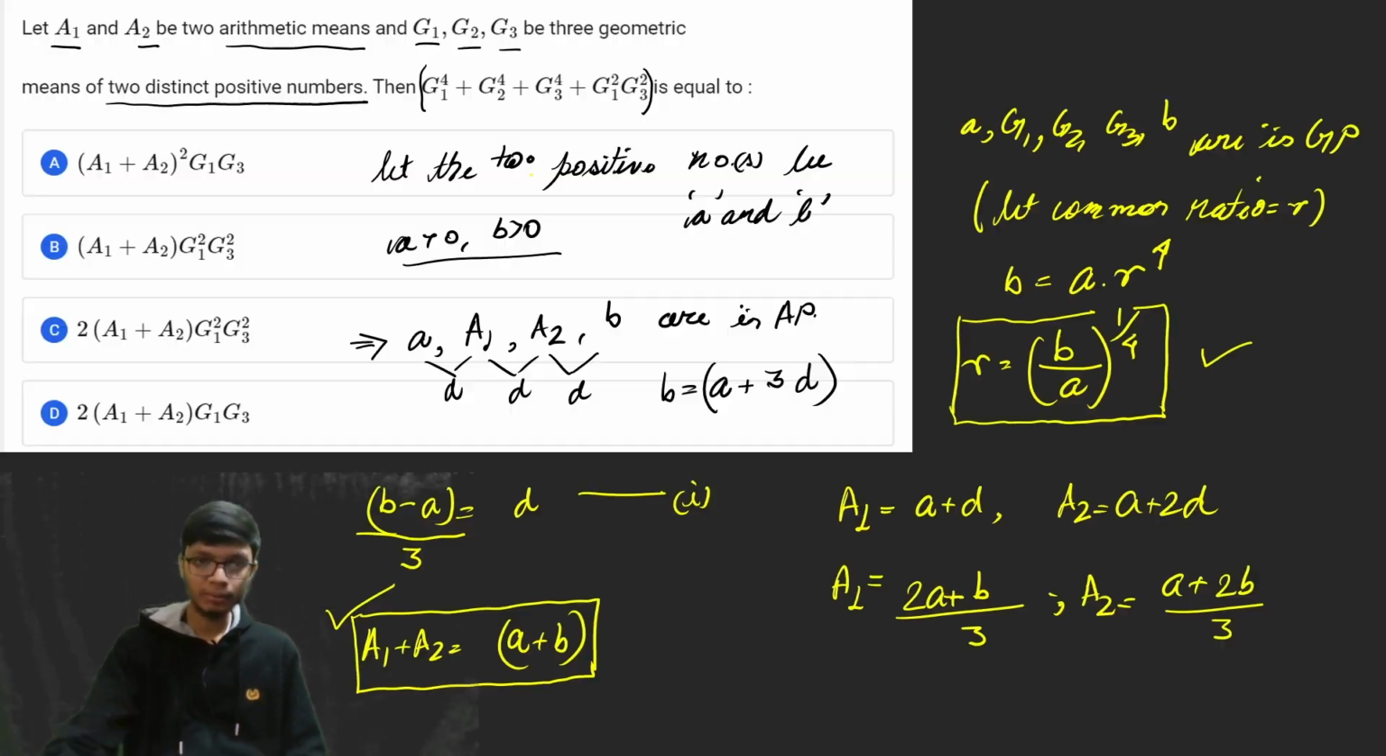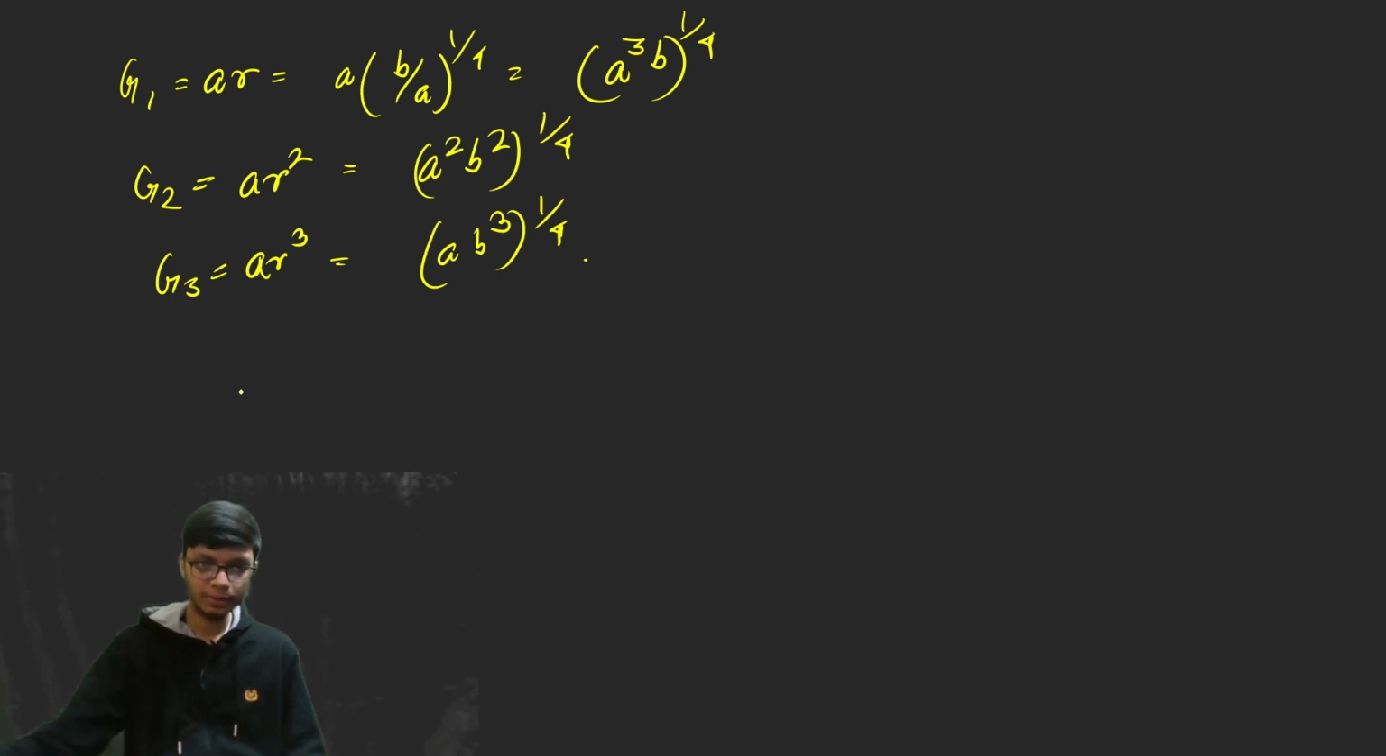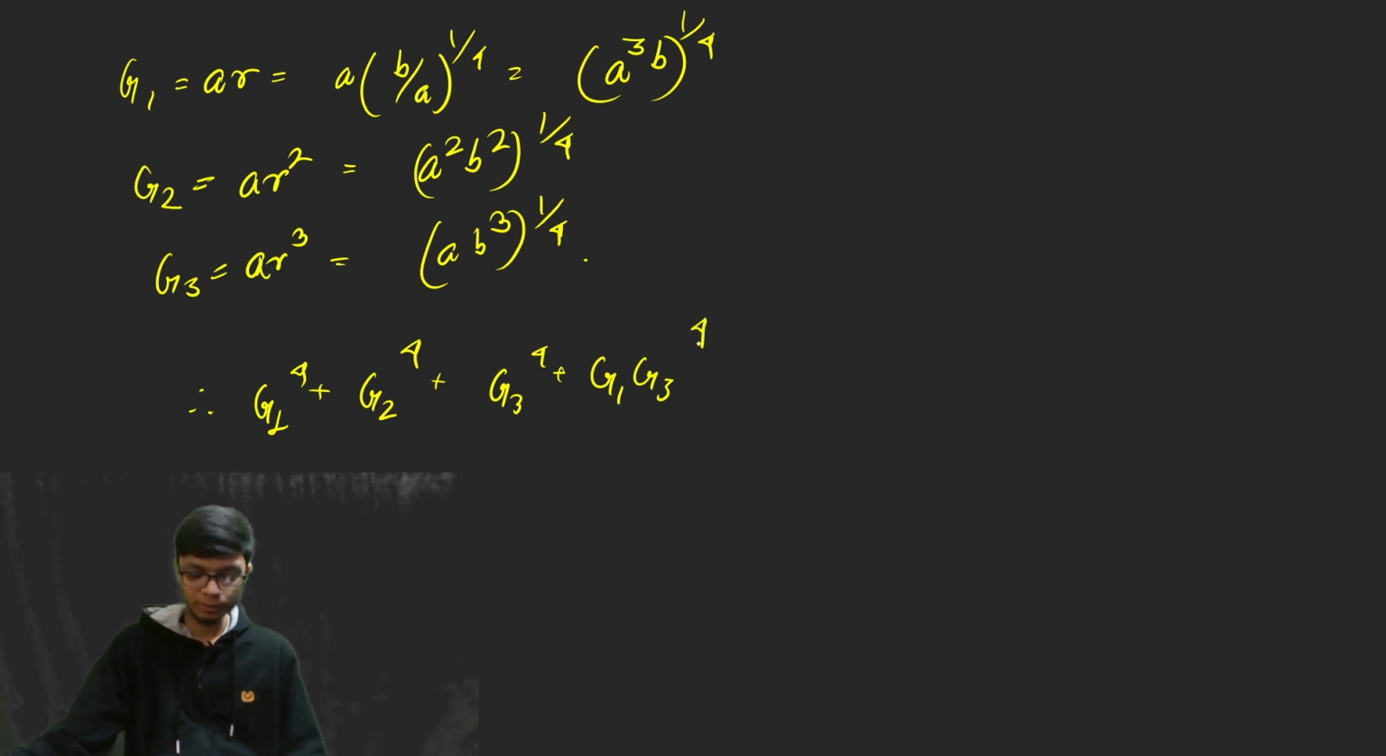Now the problem is asking us to calculate an expression. This particular expression you need to calculate. So we have to look for G1 to the power 4 plus G2 to the power 4 plus G3 to the power 4 plus (G1 G3) whole squared.